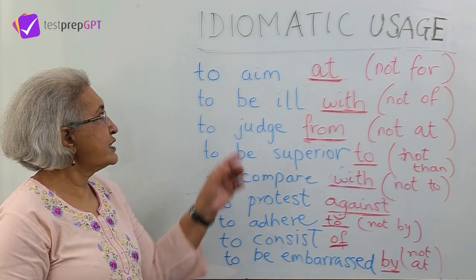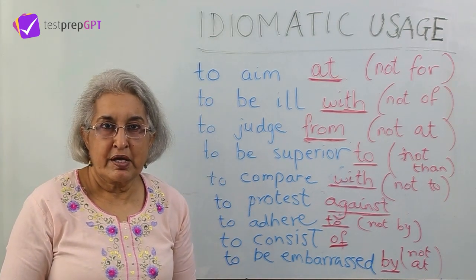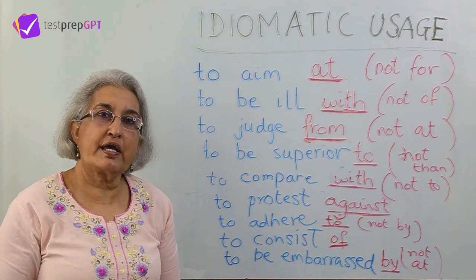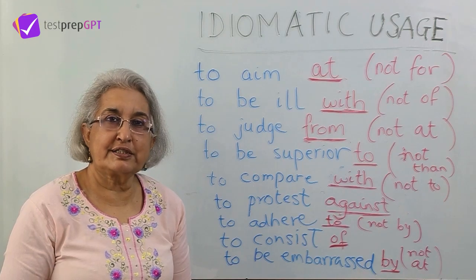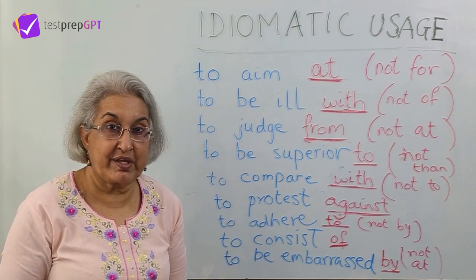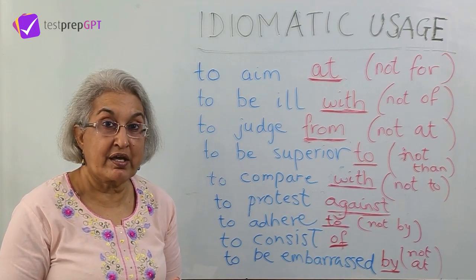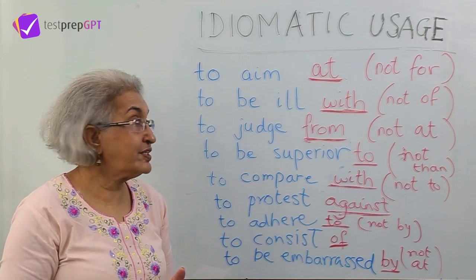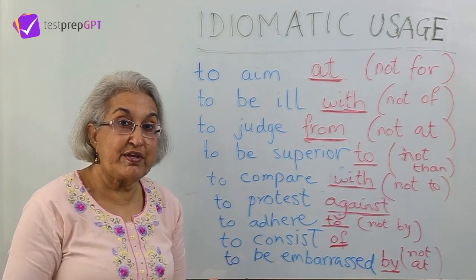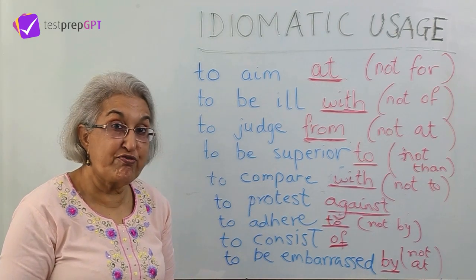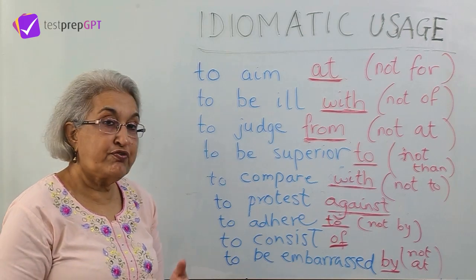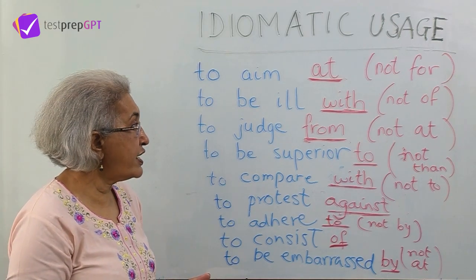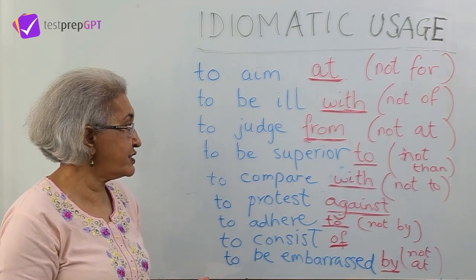If we look at a phrase like to aim, so we don't say to aim for. Many times we say, no, I aimed for success. No, I'm aiming at something. You aim at something. So the correct preposition in this idiom would be at. To be ill with fever, not of fever. To judge from. So I judge from the evidence, not I judge by or at the evidence.